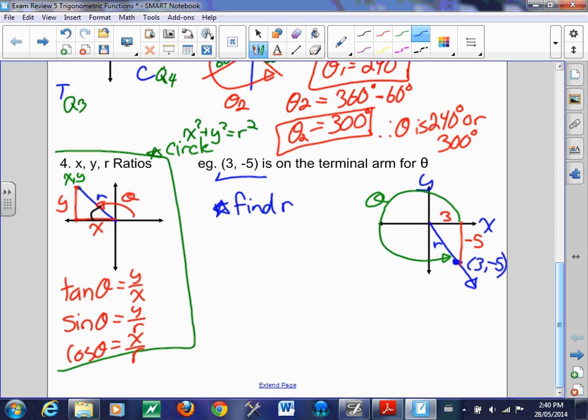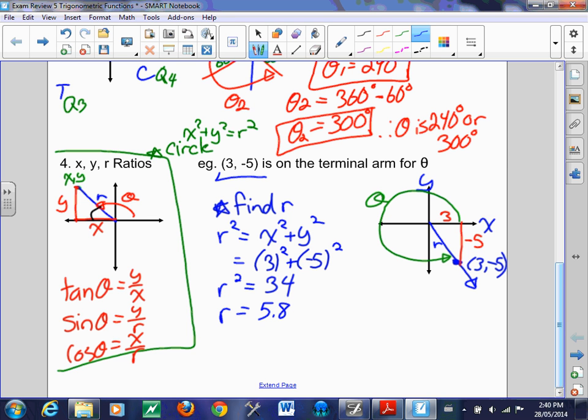R squared equals x squared plus y squared. That's the formula for a circle. So we know x is 3, so 3 squared plus -5 squared. R squared equals 9 plus 25, which is 34. R equals approximately 5.8.